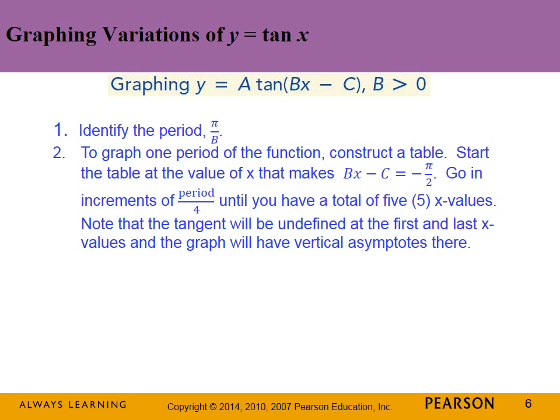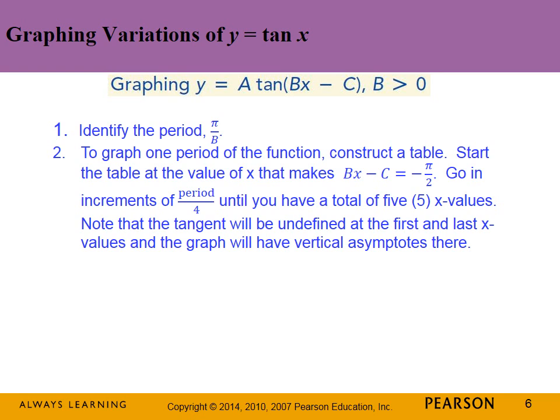To graph one period of the function, we're going to construct a table just like we did with sine and cosine. Here's another thing that's different. We're going to start the table at the value of x that makes bx minus c equal negative pi over 2. With sine and cosine, we started at the value that made bx minus c equal 0. So tangent is the only function of the four, sine, cosine, tangent, cotangent, where you set that equal to anything other than 0. And then, just like with the sine and the cosine, we're going to go in increments of period divided by 4 until we have a total of 5 x values.